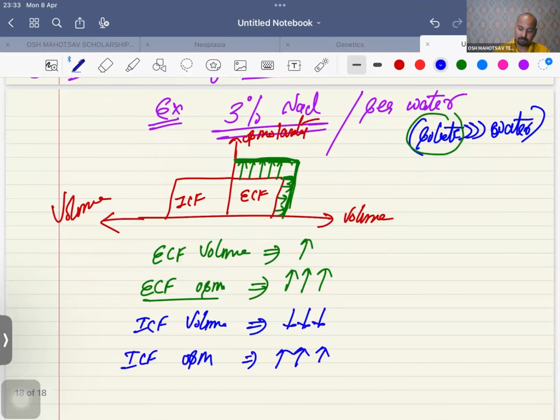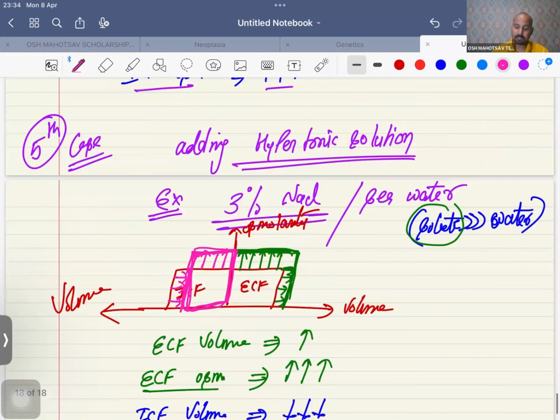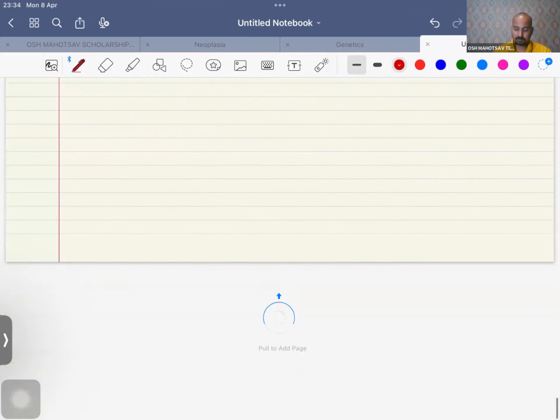So now we have another diagram. ICF volume will decrease, and ICF osmolarity will increase. It will increase until ECF and ICF osmolarity become the same. This is the example case of adding hypertonic solution. So now we have the sixth case.